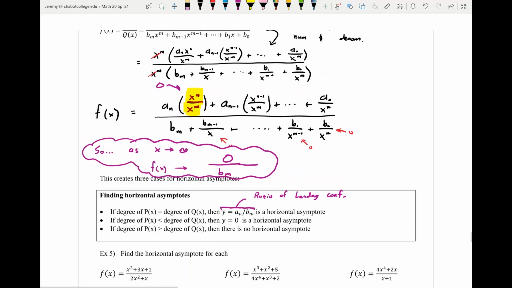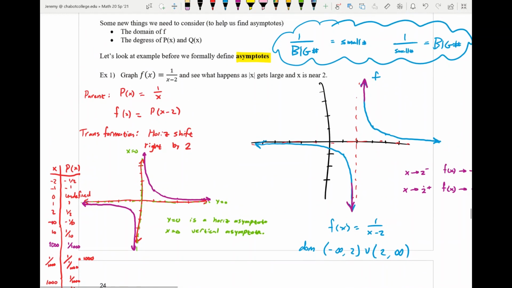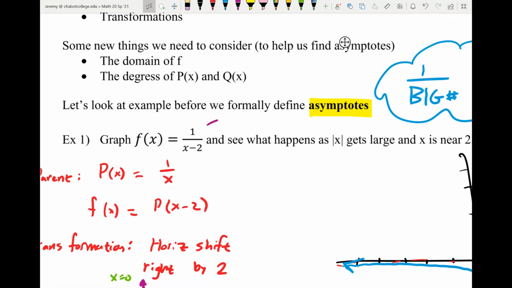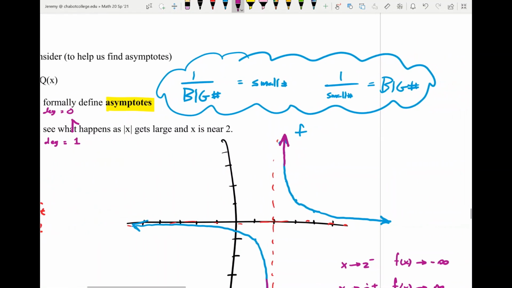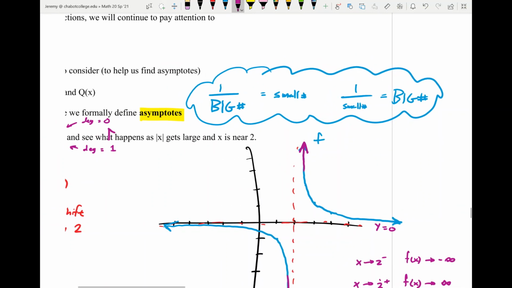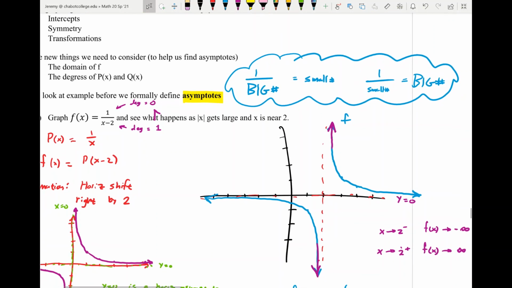And we've already seen an example of this. If we look back up to this first page of the section, this problem right here, f of x, notice that the degree of the numerator is equal to 0, because it's just a constant term. And the degree of the denominator is equal to 1. So the degree of the denominator is greater than the degree of the numerator, and that's why we got this horizontal asymptote of y equals 0. So this is an example. If the degree of the numerator is less than that of the denominator, we are just going to have an asymptote at 0.